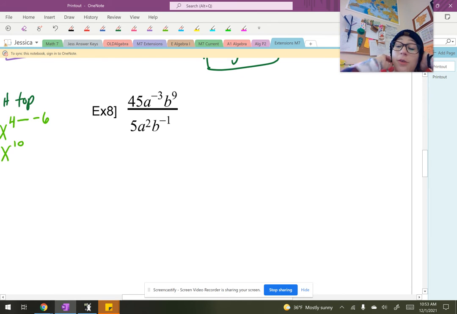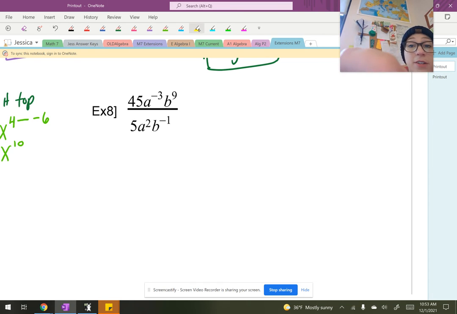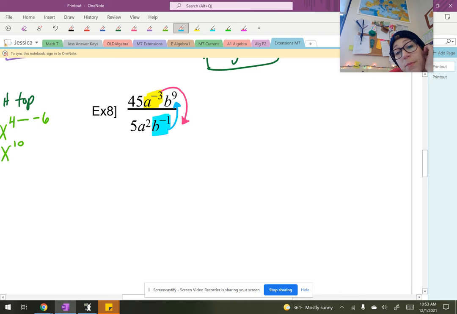Again, start with those negative exponents first. You don't have to, though. You can deal with the 45 and the 5 first if that's jumping out at you. Okay. So I have a negative exponent of a to the third on the top. So to make that positive, I'm going to move it to the bottom. I have a negative exponent of b to the negative 1 on the bottom. To make that positive, I'm going to move that to the top.